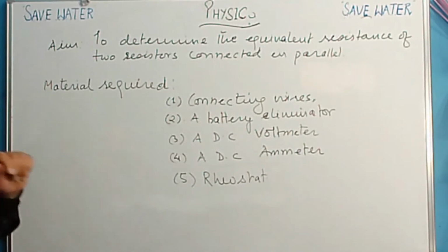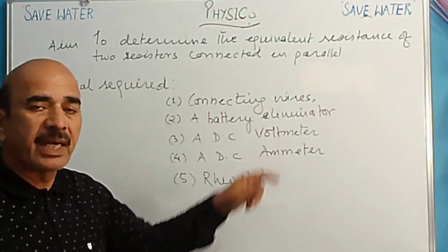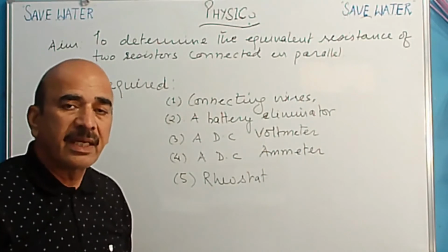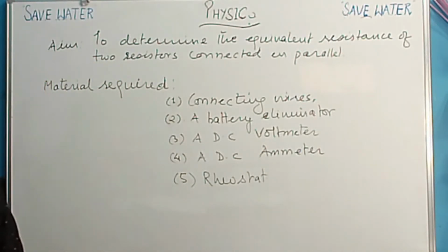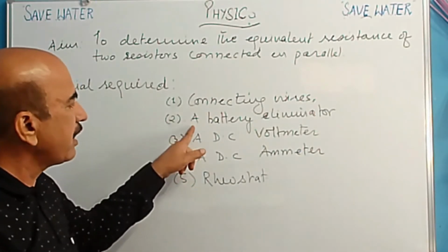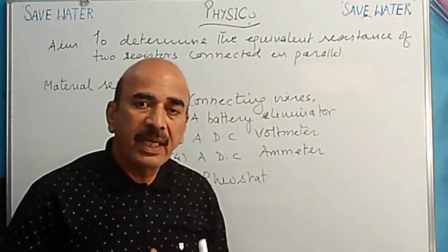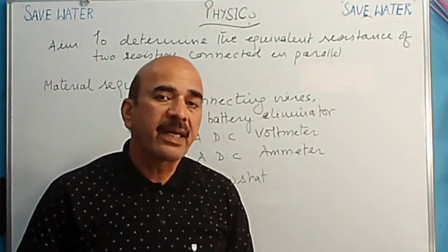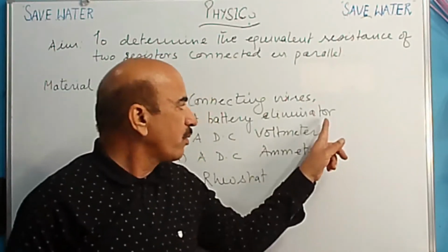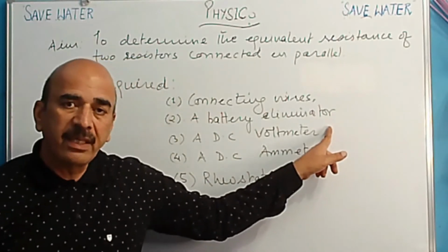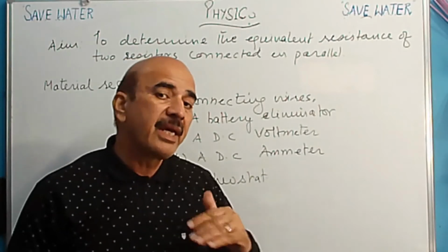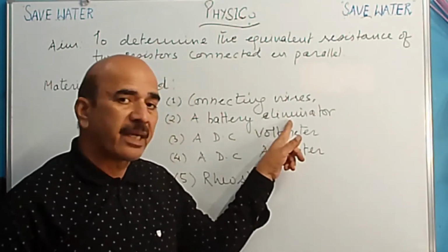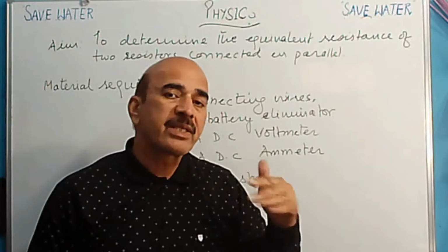So in material required, what will we write? Number one, connecting wires. These connecting wires are insulated copper wires. And second is the battery eliminator. In this experiment, I have used a battery eliminator. And you know what is the role of the battery eliminator? वो experiment में बताया गया है. Battery eliminator क्या करता है? What is an eliminator? It eliminates extra voltage.